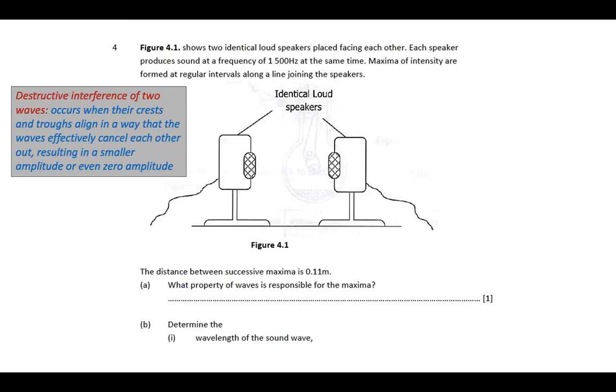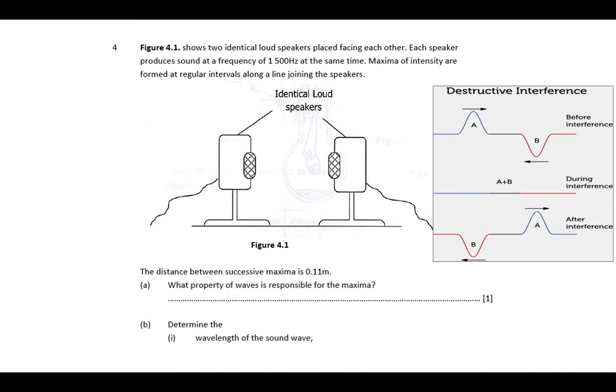I will try to represent the diagram relating to destructive interference. So let's look at the diagram. This is the diagram representing destructive interference. This is a crest, and then we have a trough. We have to know that this particular crest is of the same magnitude as this trough.